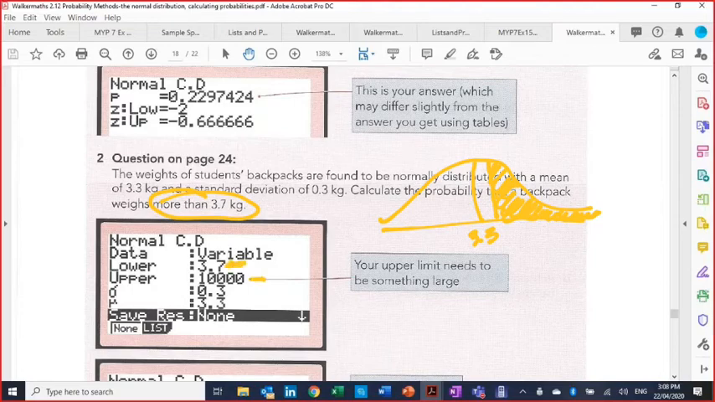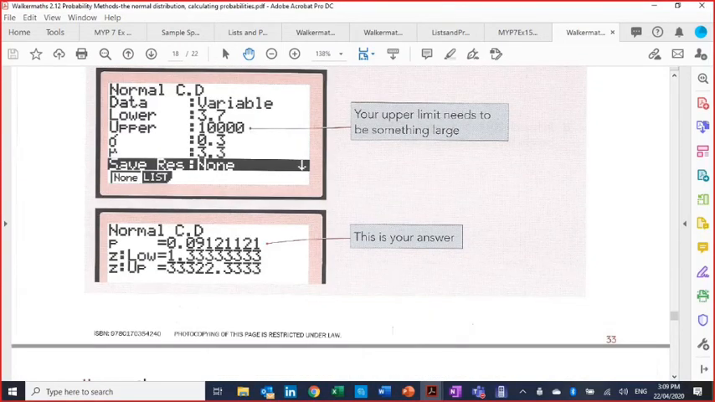Notice they just use 10,000. That's where I use 9999, whatever. It's fine if you want to use the one with zeros, or you could use the nines. Makes no difference. They put in the standard deviation. They put in the mean. Push execute. And there's your probability. Is that number there? Again, don't worry about the z-scores. We're not worried about those at all right now.